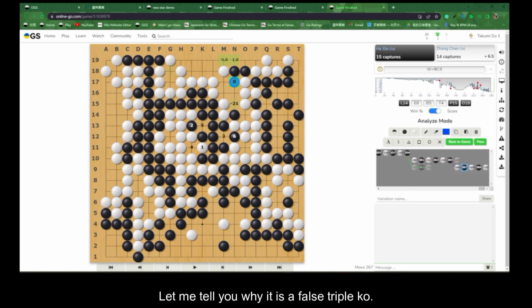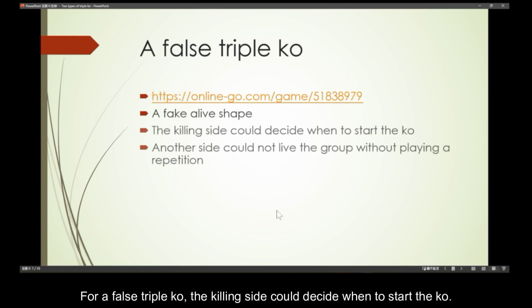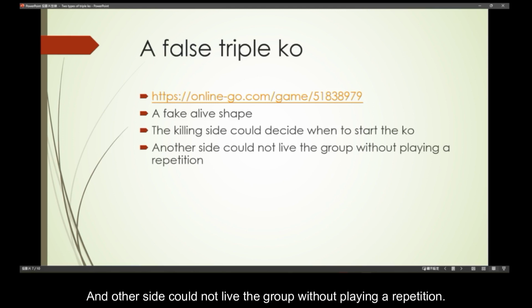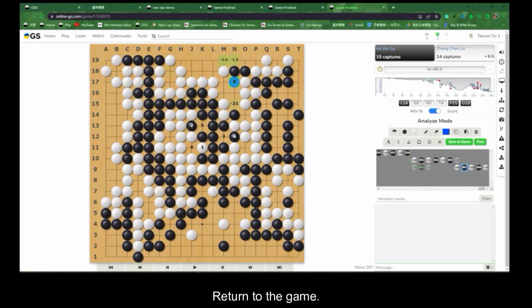Let me tell you why it is a false triple core. For a false triple core, the killing side could decide when to start the core. The other side could not leave the group without playing a repetition. These are the two key elements for a false triple core. Return to the game.